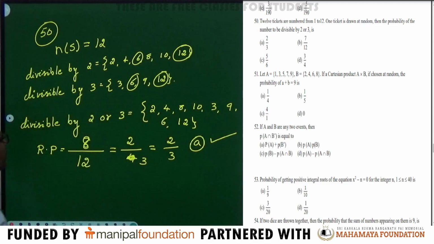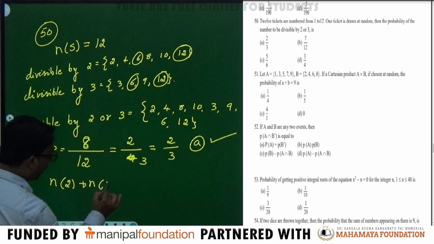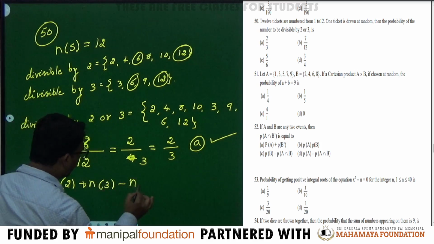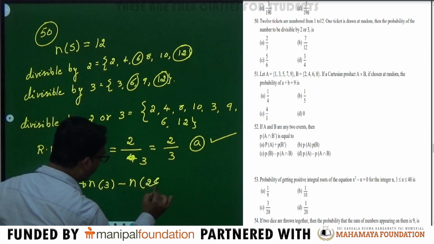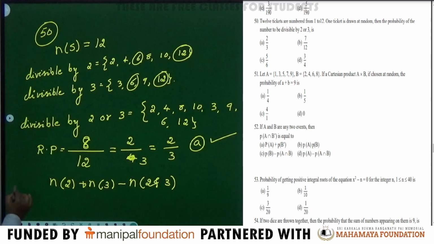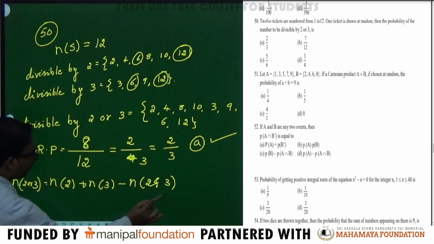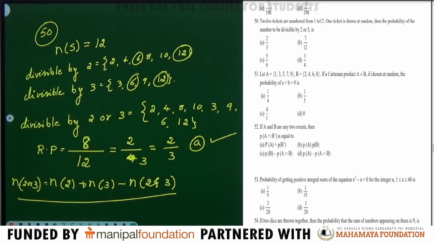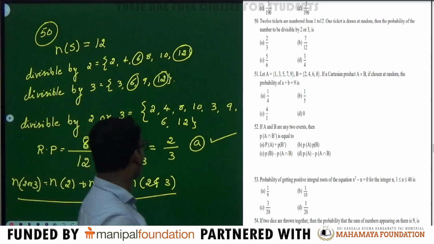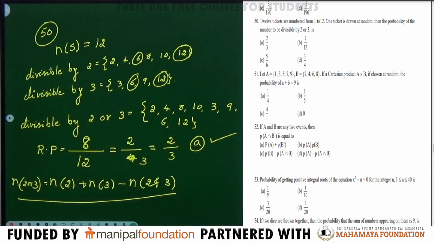So, for 2 or 3 you have to apply the concept: the number of digits divisible by 2 plus the number of digits divisible by 3 minus the number of digits divisible by both 2 and 3. This gives the number of digits divisible by either 2 or 3. So, we get 8 in total. So, 8 by 12. 4 2s are 8, 4 3s are 12. So, the correct answer is option A.